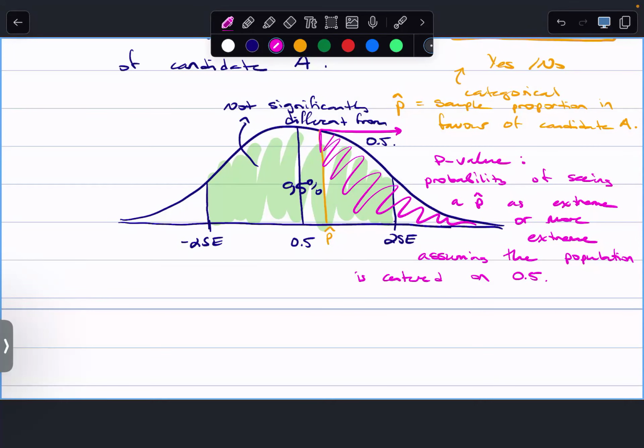Okay, it gets kind of tricky because we have so many p's now, right? We have the sample proportion, we have the population proportion. We're going to introduce a hypothesized proportion, okay, today, and then this is the p-value, which is different in the sense that it's strictly a probability, right? And so it's the probability of seeing something as extreme or more extreme.